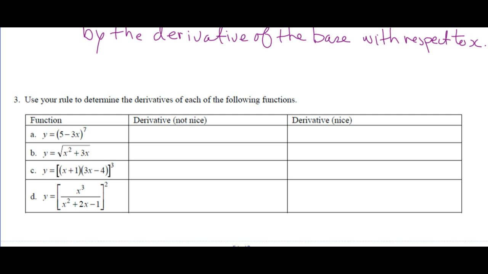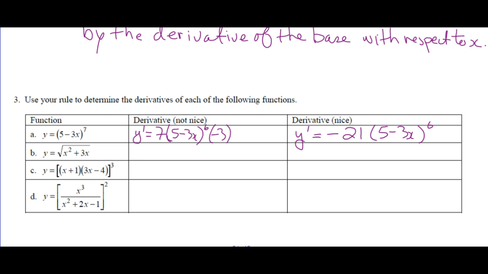Use your rule to determine the derivatives of each of the following functions. Okay, so what do we do for this first one? What's the rule? So we're going to go y prime equals 7 times 5 minus 3x to the power of 6 times negative 3. So that's negative 21 times 5 minus 3x to the power of 6. I'd say so.